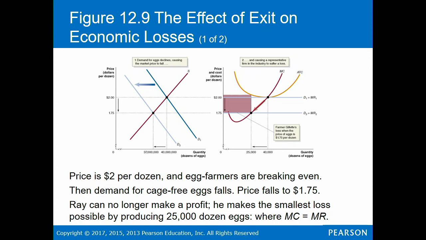So basically what's going to happen is initially, equilibrium price is down here. It's below the average total cost.